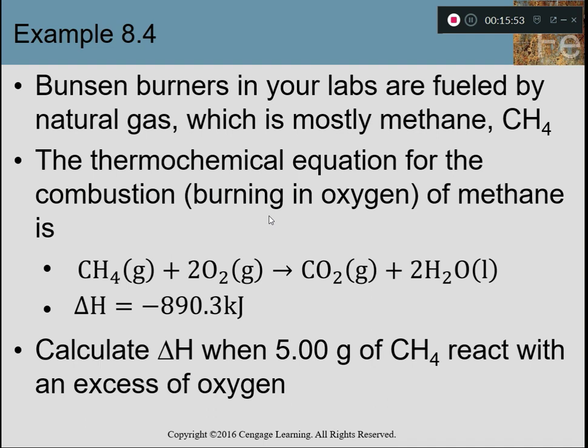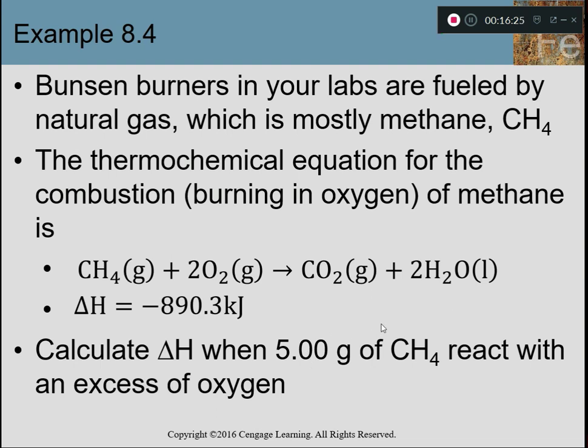Suppose I look at a Bunsen burner that we use in our labs, and one of the main gases in there is methane. The thermochemical equation for methane is CH4 plus 2 O2 gives you carbon dioxide and water, and has a delta H of negative 890.3 kilojoules. What if I want to calculate what the delta H is going to be for reacting not a mole of methane, but only 5 grams of methane? What's that going to do?